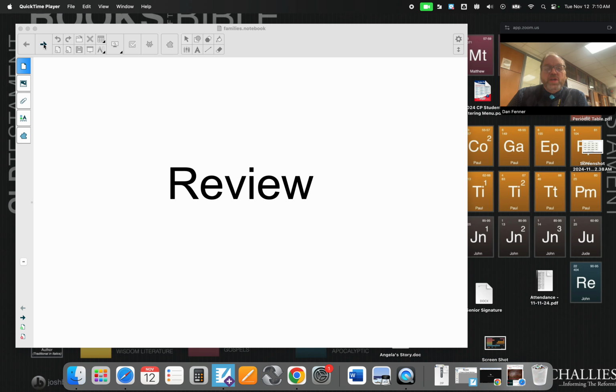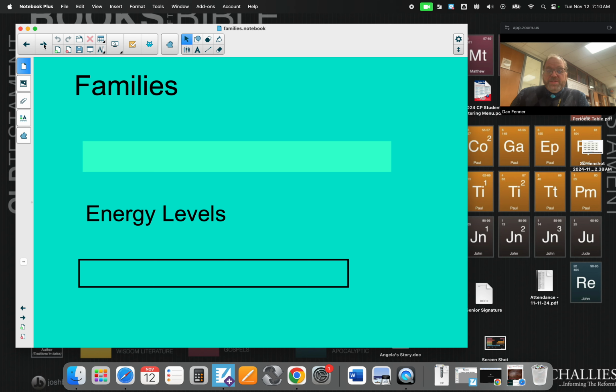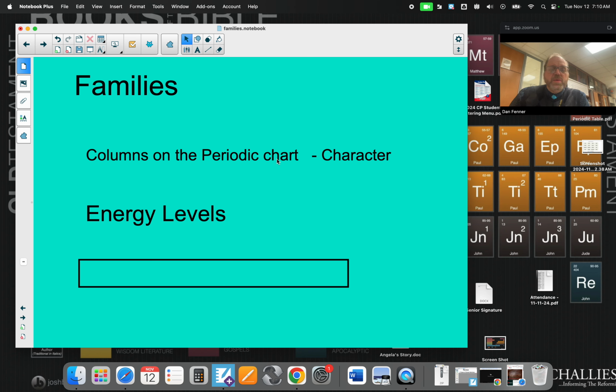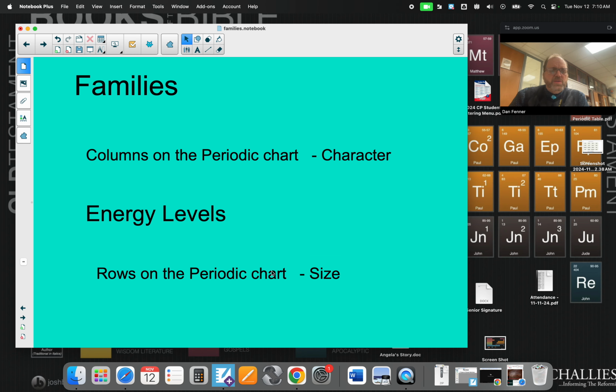The last thing we'll look at on the periodic chart is families. Now families are also referred to as groups, and they're defined by characteristics. Those are the columns, so those valence electron numbers. Same thing, characteristics are in those columns. The other way we can organize the chart, and we'll look at this later, is by energy level. Those are the rows on the periodic chart, and they give us a concept of size. We'll talk about that in a few days.